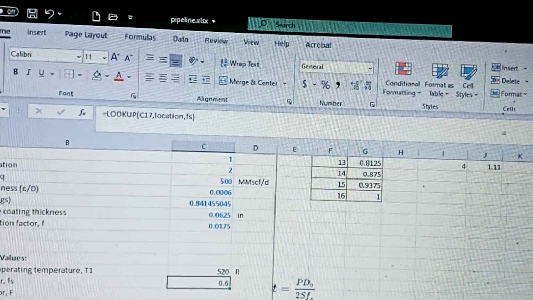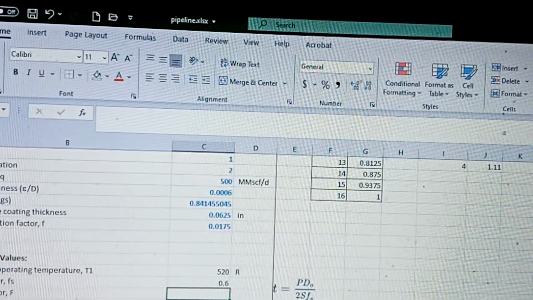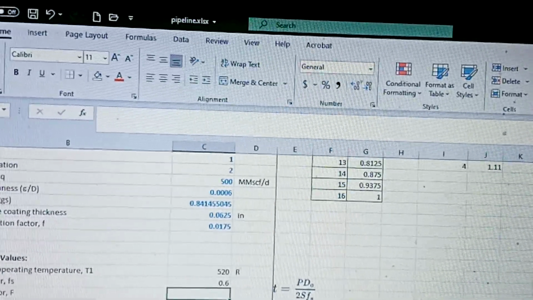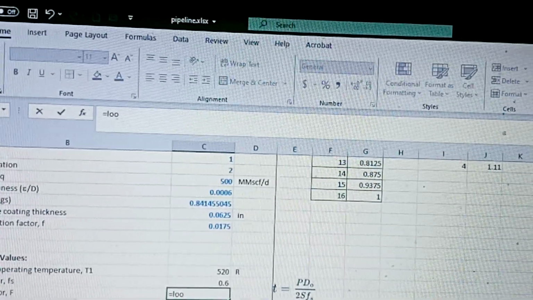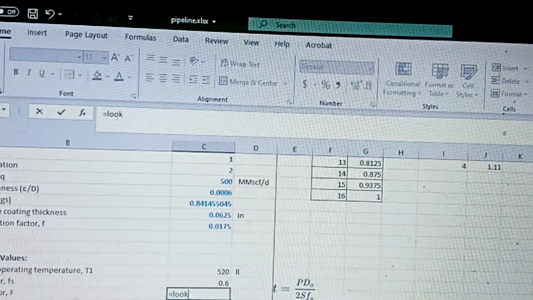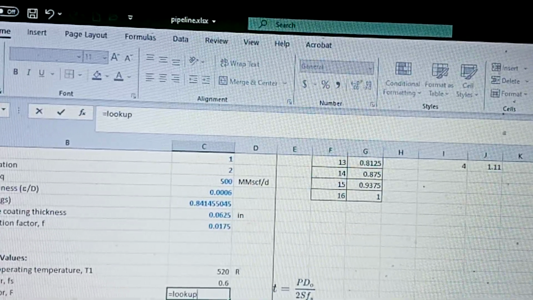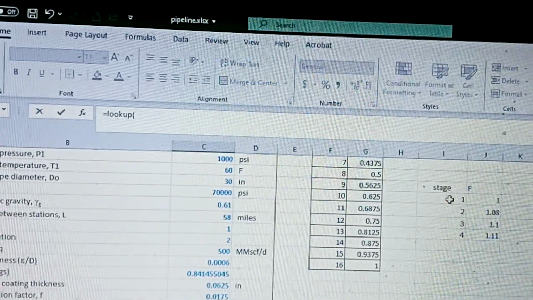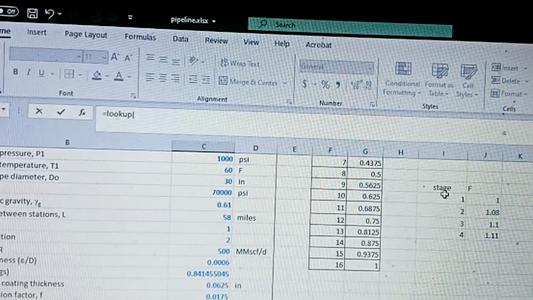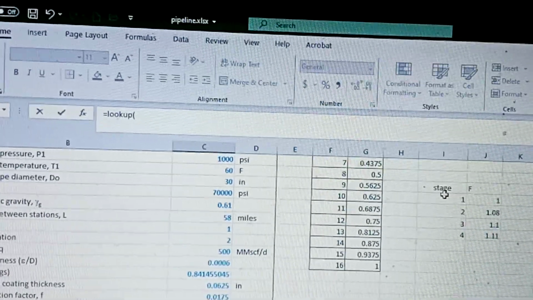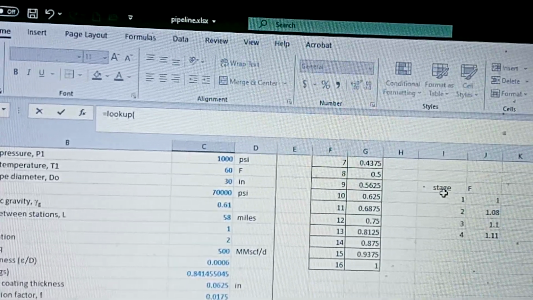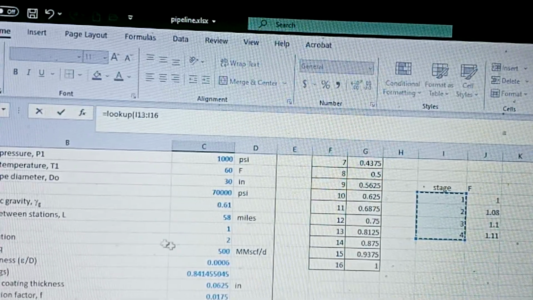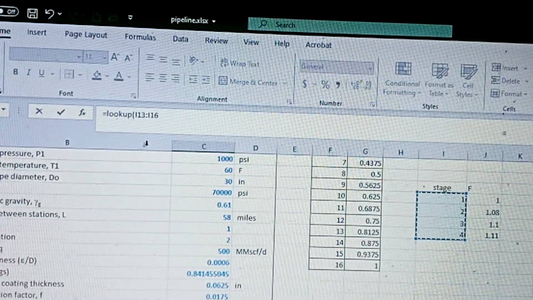Okay. The next thing is power factor. That's what you need to find the brake horsepower. That's the F here, the capital F. So it's also another lookup there. Equals lookup. Open the bracket. It depends on the number of stages. Actually, for this pipeline, I don't need it because I know it's going to be one. I'm using only one stage. I didn't name that stage.